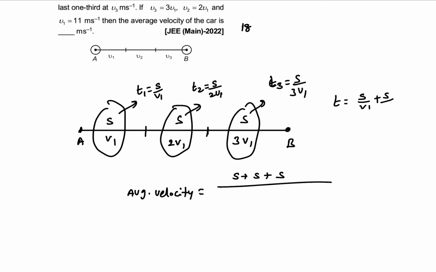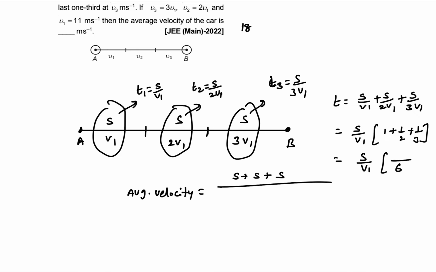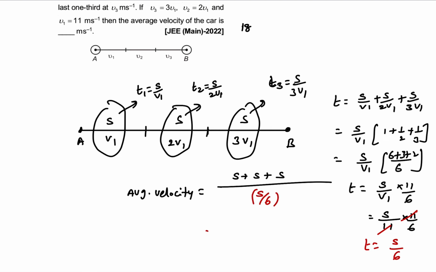Now substitute all the time intervals: s by v1 plus s by 2v1 plus s divided by 3v1. If you take s by v1 common, it is 1 plus 1 by 2 plus 1 by 3. You get s divided by v1 into, with LCM 6, 6 plus 3 plus 2. Finally, the total time taken is s divided by v1 into 11 divided by 6. As per the question, s you don't know, the v1 value of 11 is given, so 11 divided by 6 cancels, and finally you get s divided by 6 as the time taken.